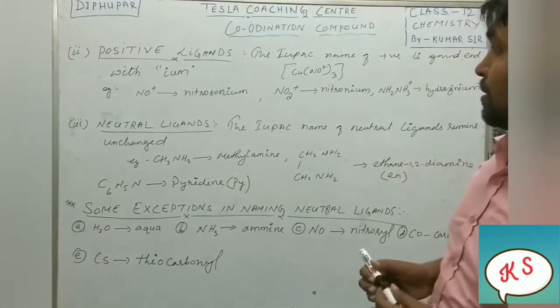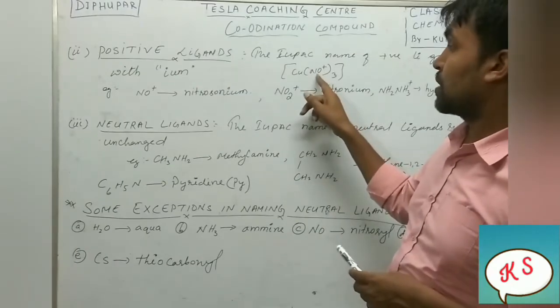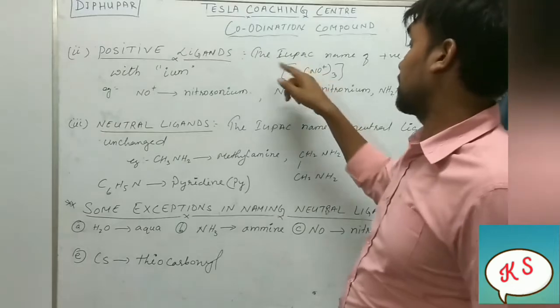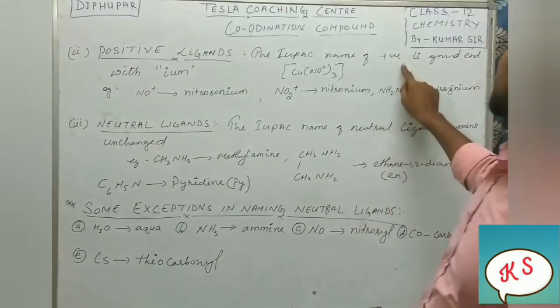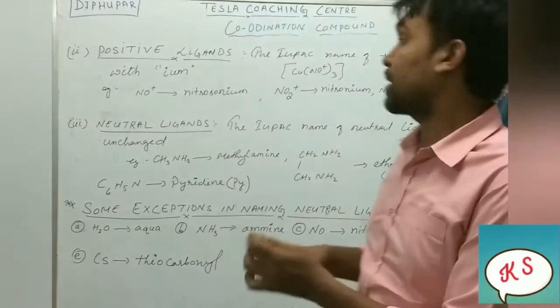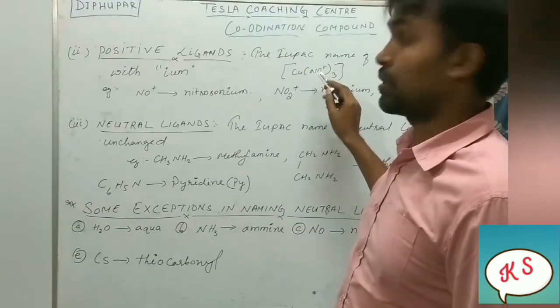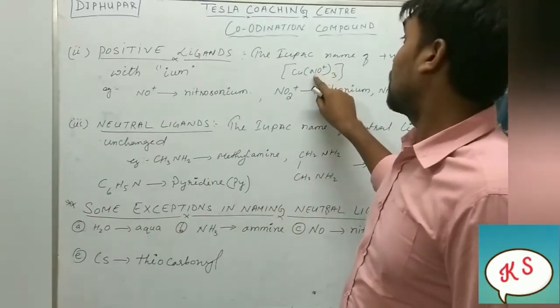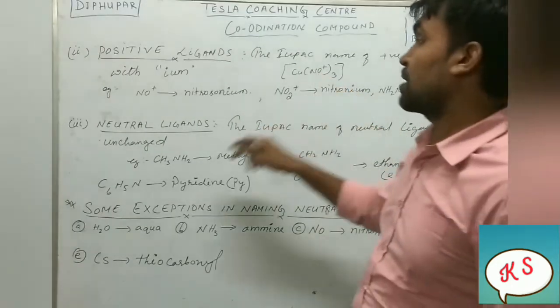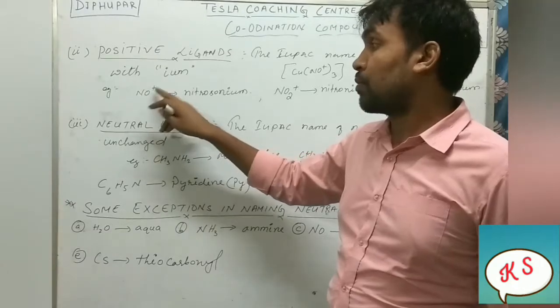So when you write the name of NO3 positive, how will you write that? We are going to discuss it. The IUPAC name of positive ligands ends with "ium". So when you are writing the IUPAC name, this is nitronium. And how do you write the IUPAC name of NO positive?